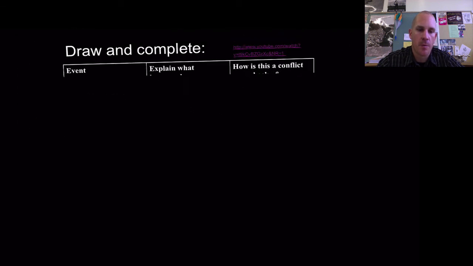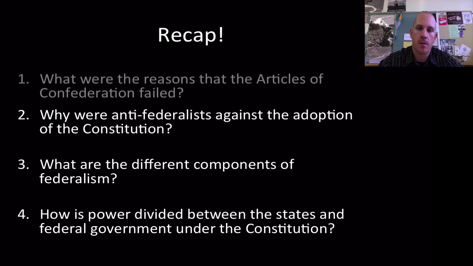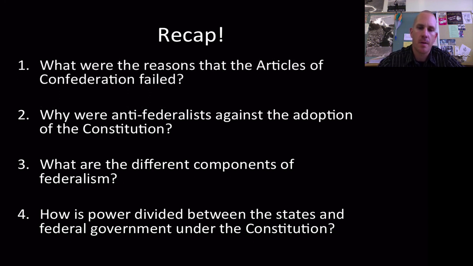So let's recap this whole thing. 4 things again. What are the reasons the Articles of Confederation failed? Why were the Anti-Federalists against the adoption of the Constitution? And what are the different components of federalism? Again, we have checks and balances and the division of power. And number 4, how was power divided between the states and the federal government under the new Constitution? Again, check back with your Venn diagram for review on that.